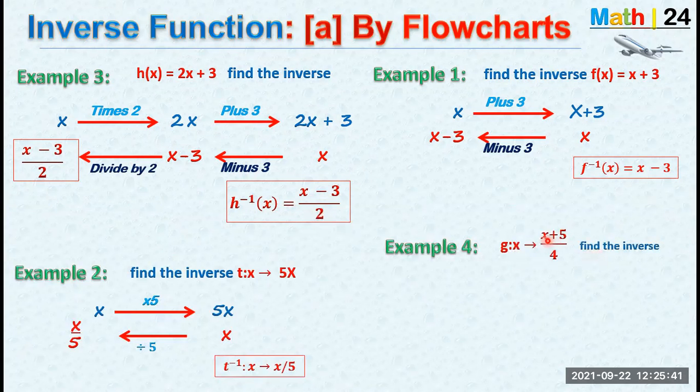Example 4, to find the inverse of this function g, we first take x, we add 5 to have x plus 5. The next step is to divide by 4.